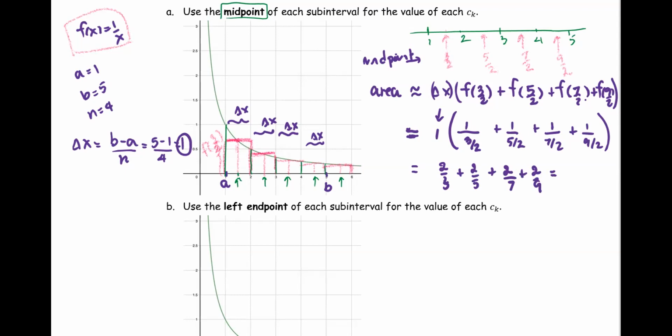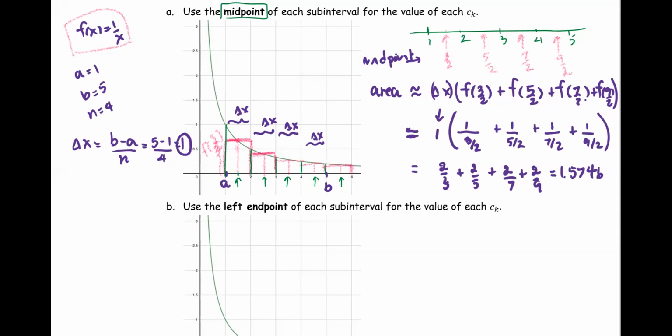All right, so let's do that real quick. You can use the graphing calculator or Desmos.com, either one. If I use Desmos, I do it real quick: 2/3 plus 2/5 plus 2/7 plus 2/9. So I have 1.5746 as the approximation of the area using the midpoint. Okay, depends on how many decimal places the problem asks you to leave. So right now, let's keep it at 4 decimal places.